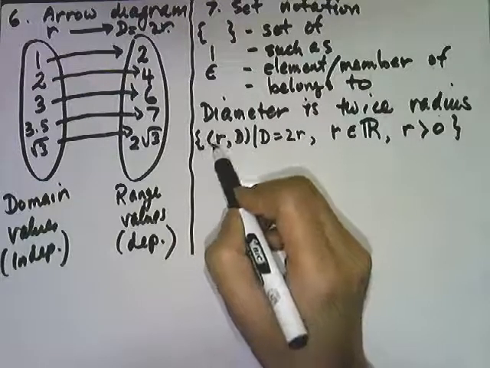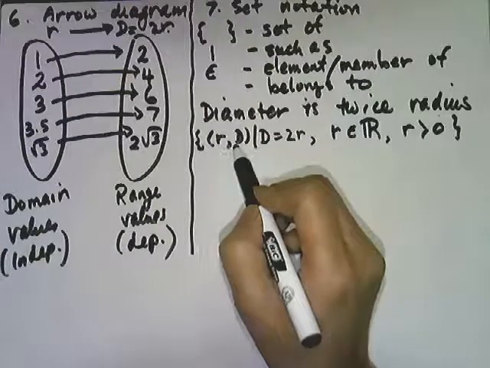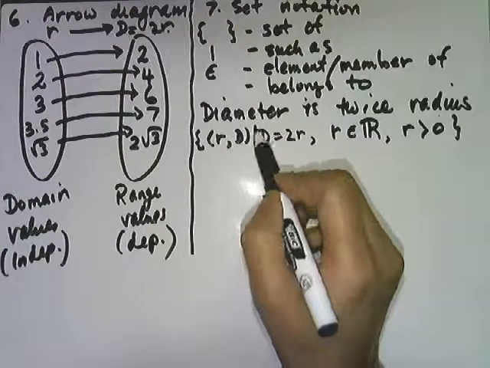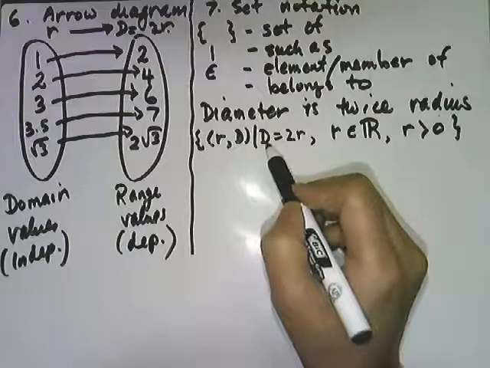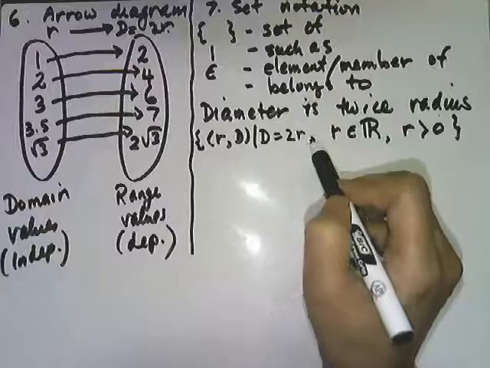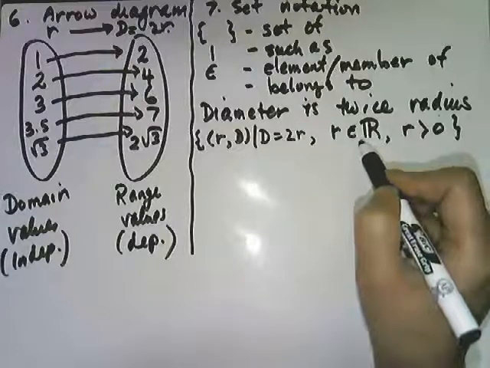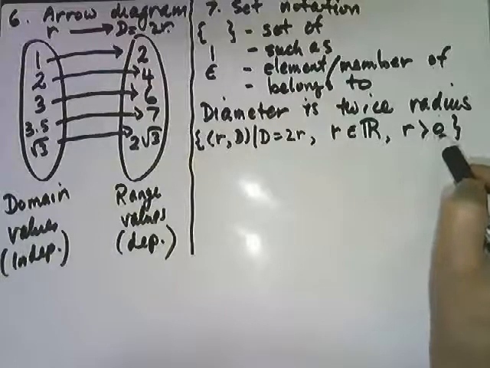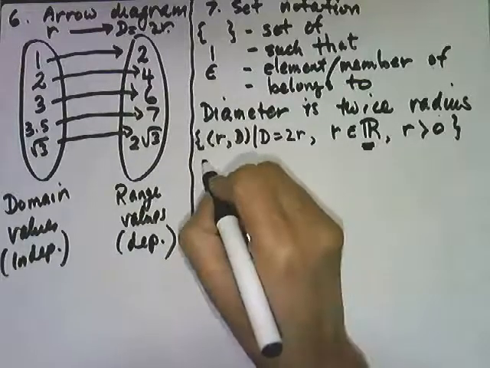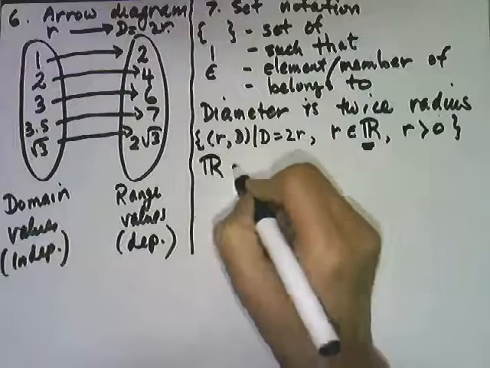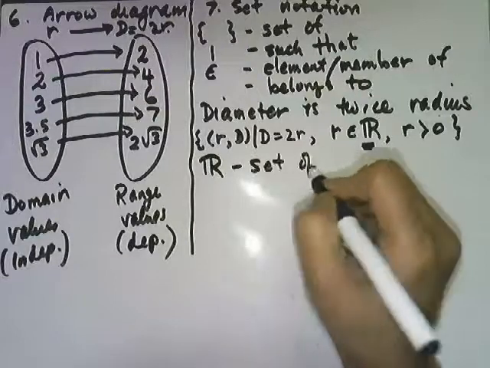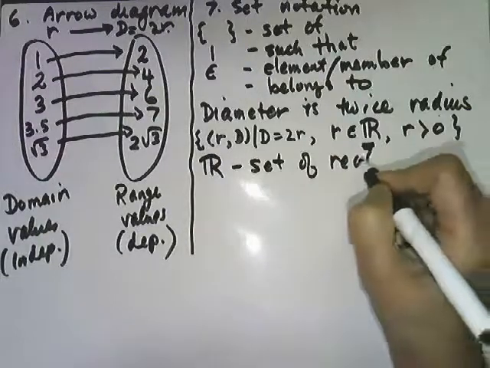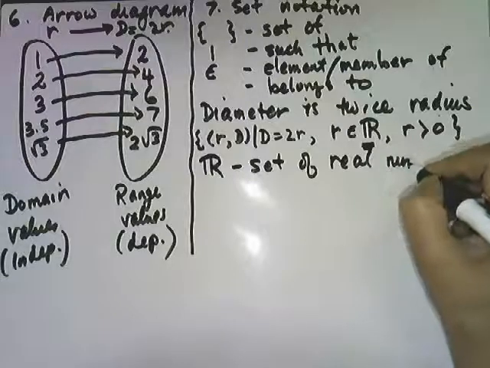The set of all ordered pairs (r, d) such that diameter is equal to 2 times the radius. The radius is an element of, or belongs to, the set of real numbers, and r is greater than 0. When I use the symbol R, I mean the set of real numbers. And the set of real numbers are all the ones that you're familiar with.